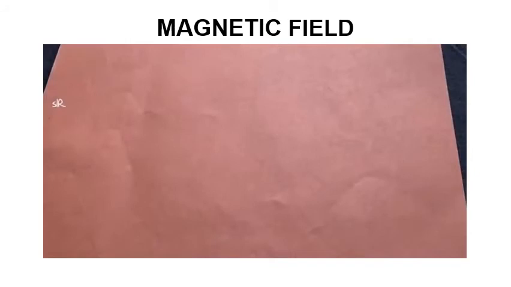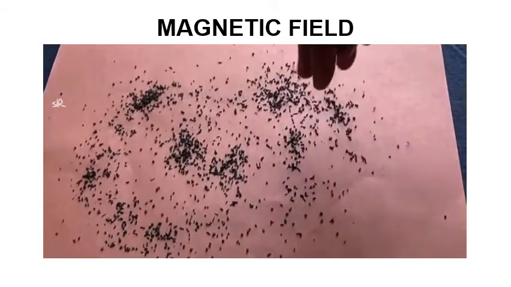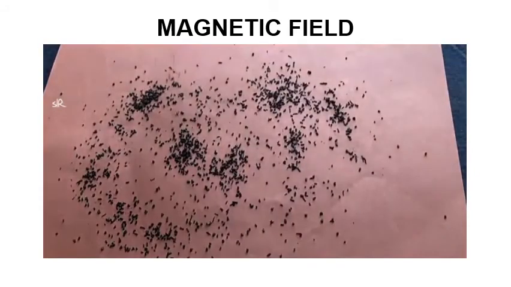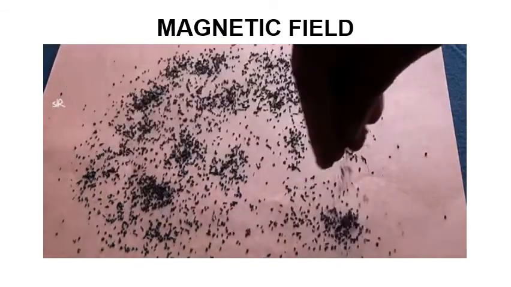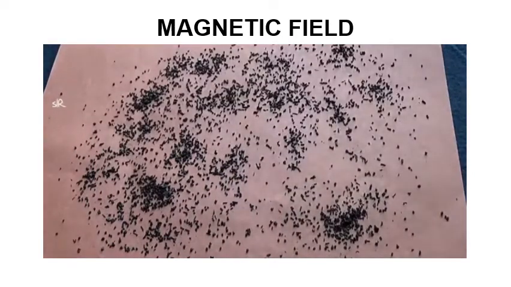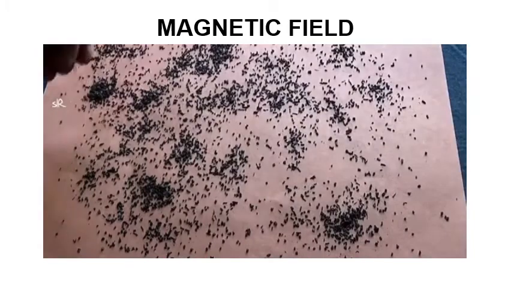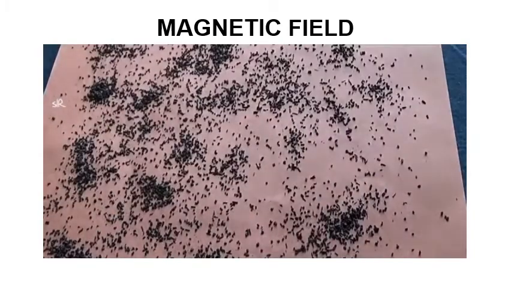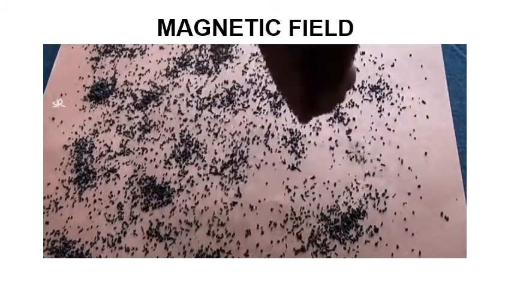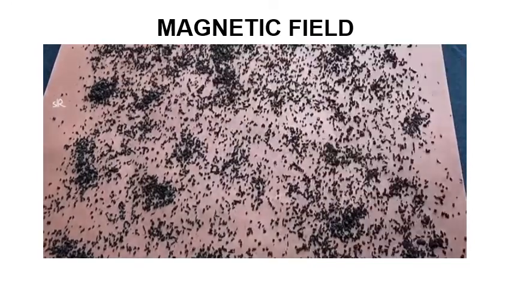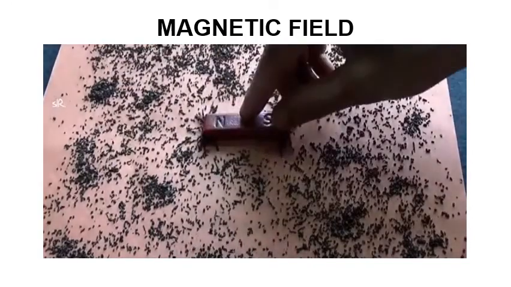Magnetic field. Magnetic field is an area around a magnet where magnetic force can be experienced or felt. This can be demonstrated by spreading iron filings on a sheet of white paper or any other paper.